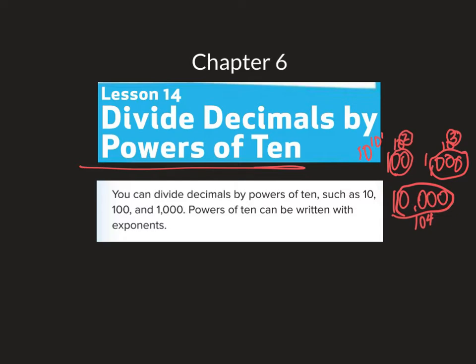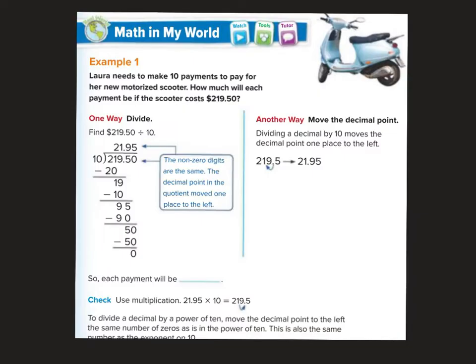Let's get started. Laura needs to make 10 payments to pay for her new motorized scooter. How much will each payment be if the scooter costs $219.50? So we're going to be taking $219.50 and dividing it by 10. The first way is just divide, right? 2 divided by 10 can't do it, so I'm going to go over to 21 divided by 10, that'd be 2, minus 20, the usual way.